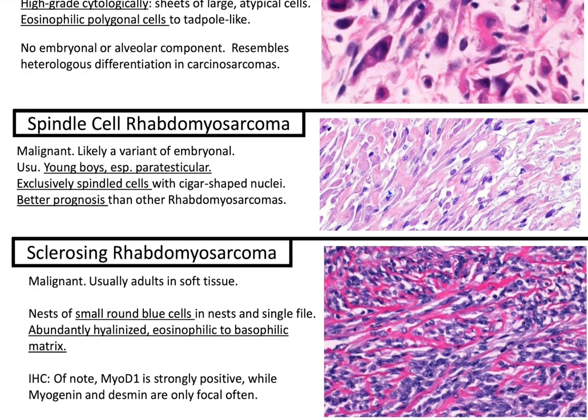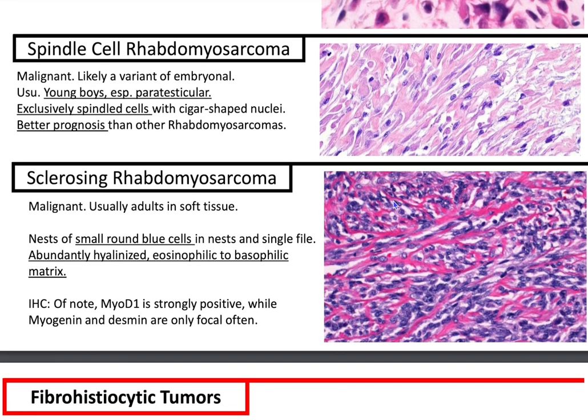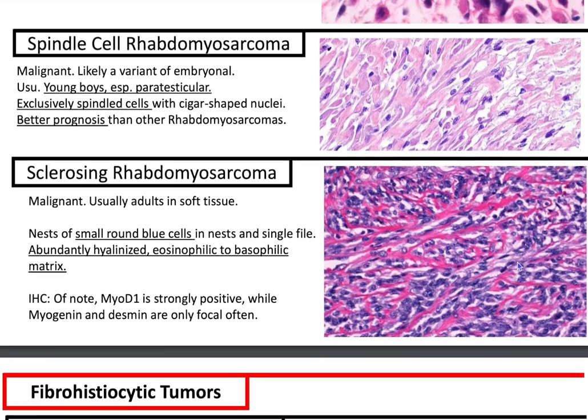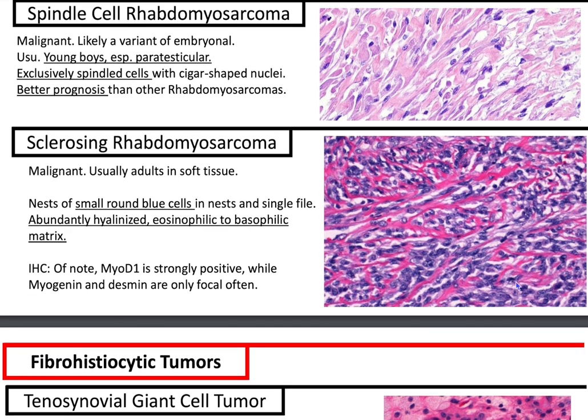Spindle cell rhabdomyosarcoma is malignant. It's likely a variant of embryonal, usually in young boys, especially the peritesticular region, and it's exclusively spindled cells with cigar-shaped nuclei and has better prognosis than other rhabdomyosarcomas. And your sclerosing rhabdomyosarcoma is malignant, usually adults in soft tissue. You'll see nests of small round blue cells, and sometimes they can be in single file. You'll have abundantly hyalinized eosinophilic to basophilic matrix. MYOD1 is strongly positive, while myogenin and desmin are only focal.